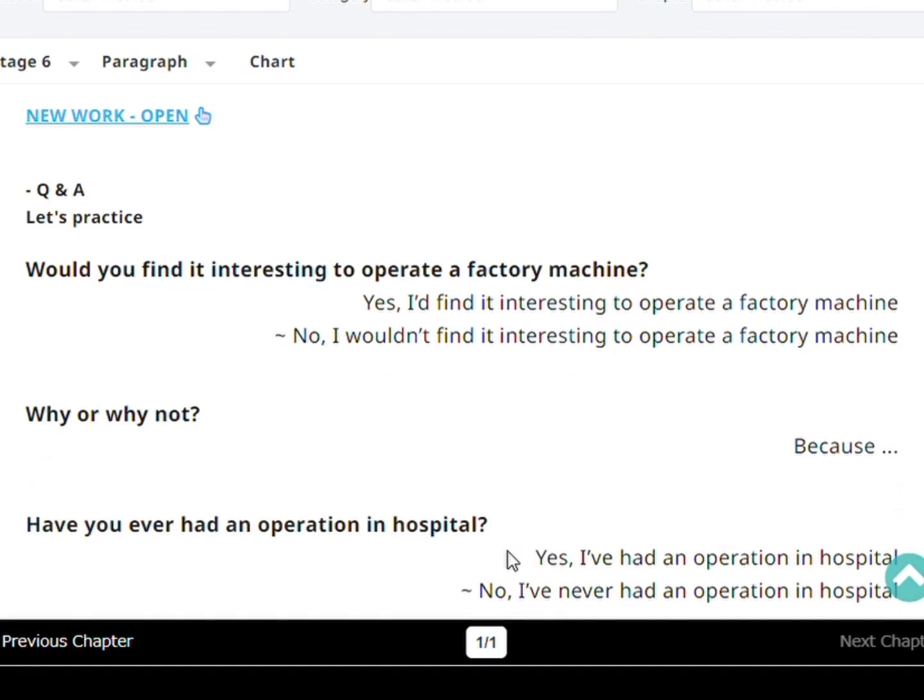Yes, I find it interesting to operate a factory machine. Very good. Why? Because I think it's an interesting thing. Yes, very good. It's an interesting thing.